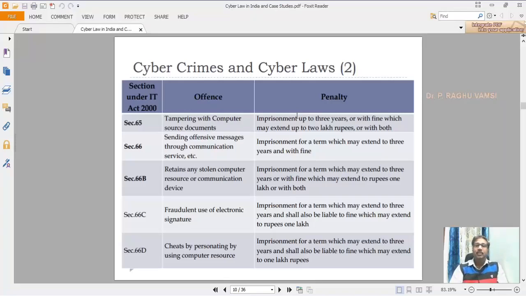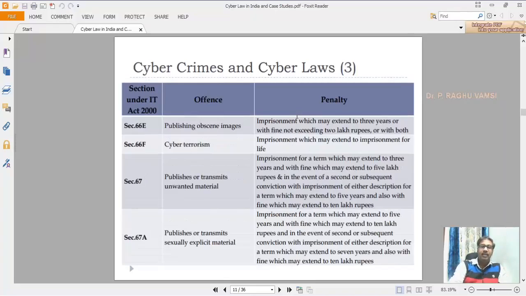Section 66D, cheating by personation by using computer resources. Imprisonment for a term which may extend up to 3 years, and shall be liable to fine which may extend to 1 lakh rupees, or both. So this is related to Section 66D, and Section 66E is publishing obscene images, which is also imprisonment up to 3 years and fine not exceeding 2 lakh rupees. This is very, very important.